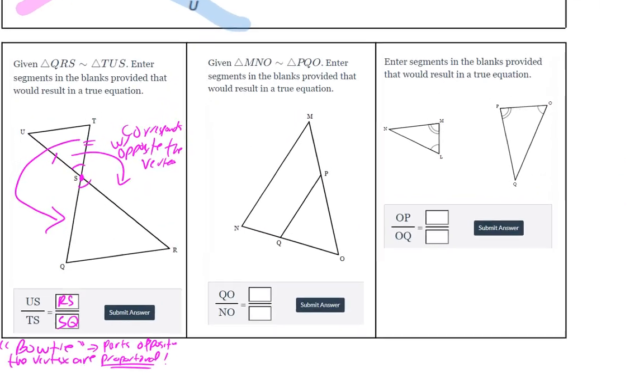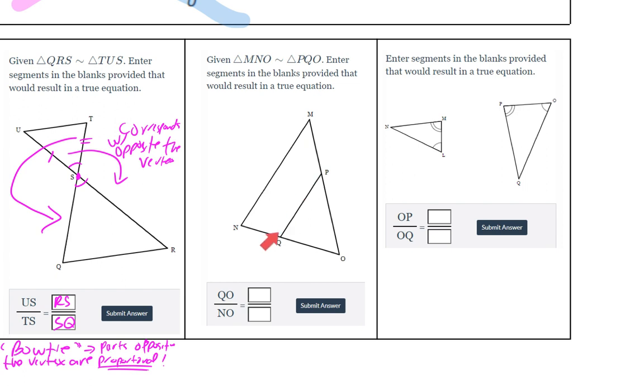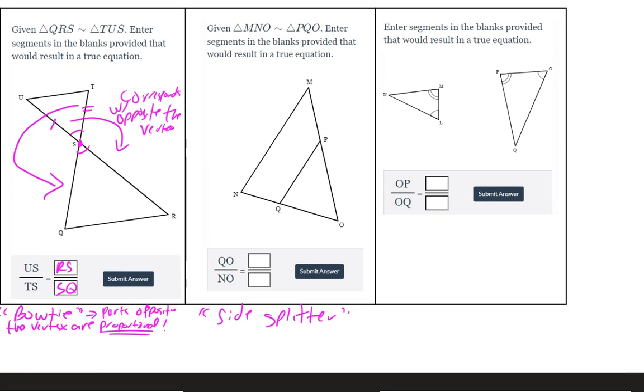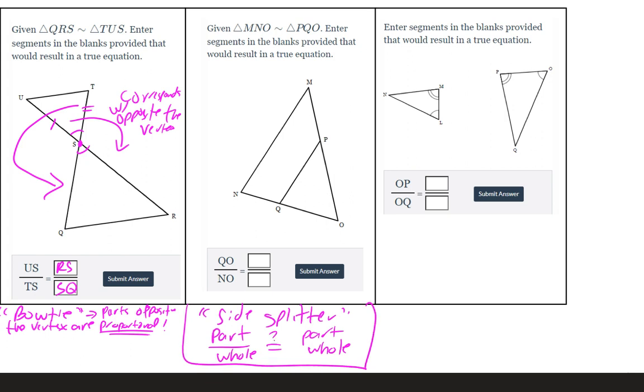Okay, next, this variety. When you see something like this, it is called a side splitter. So on a side splitter, here's what we want to know. We're asking, is the part over the whole proportional with the other part over the whole? Okay, so that's what we're going to be asking. If it is, then it would be a true equation, right? So they want us to fill this in. That would be that. So let's look over here.